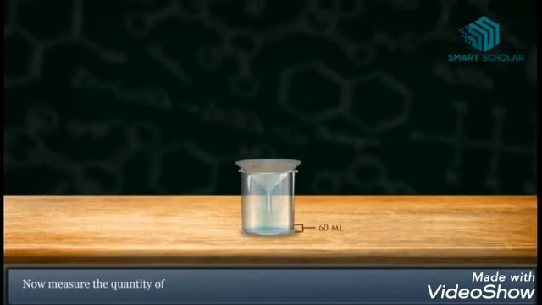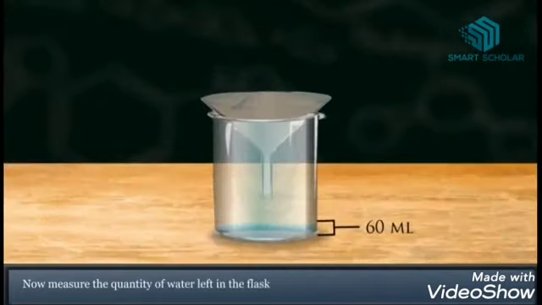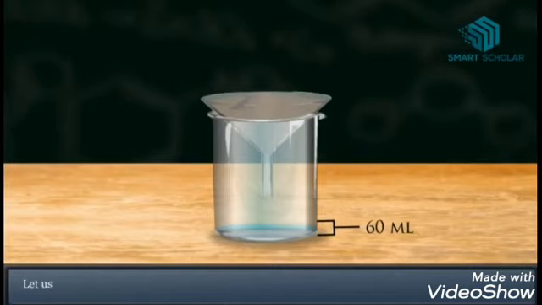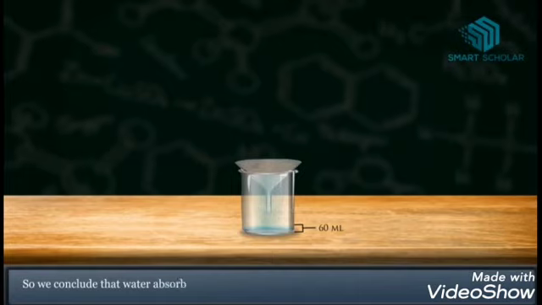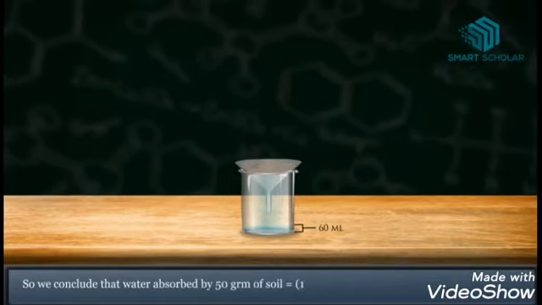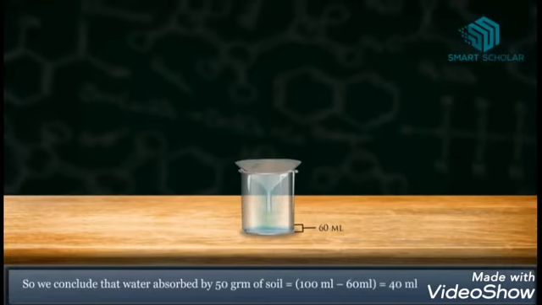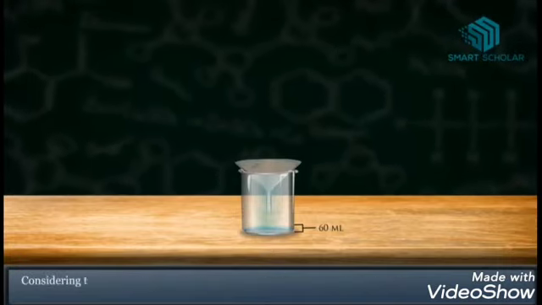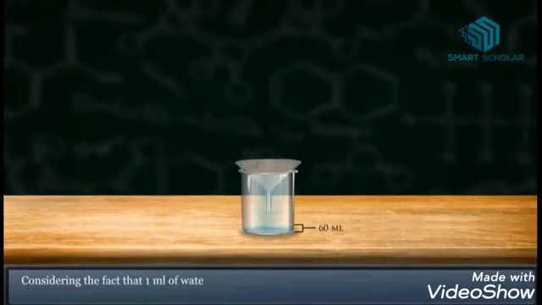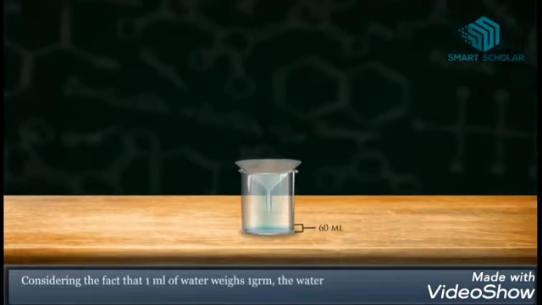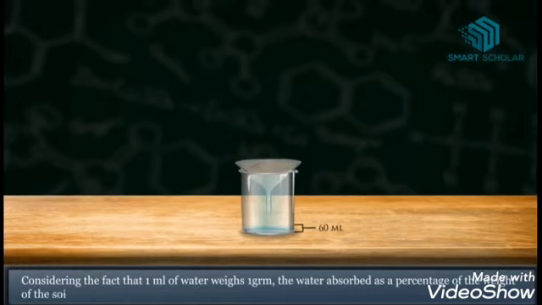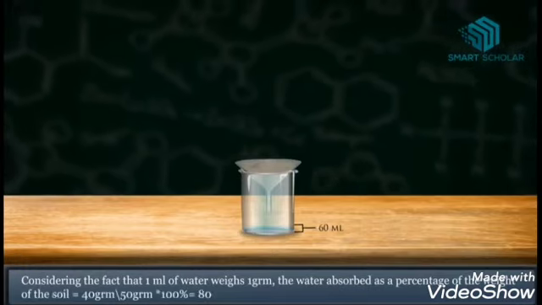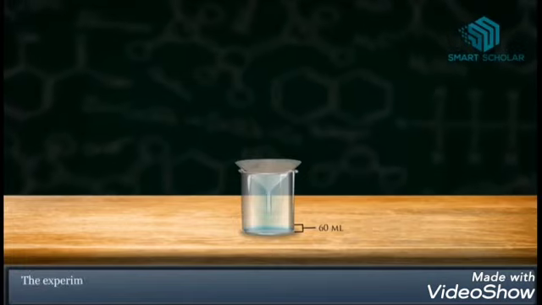Now measure the quantity of water left in the flask. Let us assume that it is 60 milliliters. So we conclude that water absorbed by 50 grams of soil is equal to 100 milliliters minus 60 milliliters, which gives us 40 milliliters. Considering the fact that 1 milliliter of water weighs 1 gram, the water absorbed as a percentage of the weight of the soil is equal to 40 grams divided by 50 grams multiplied by 100, which gives us 80%.